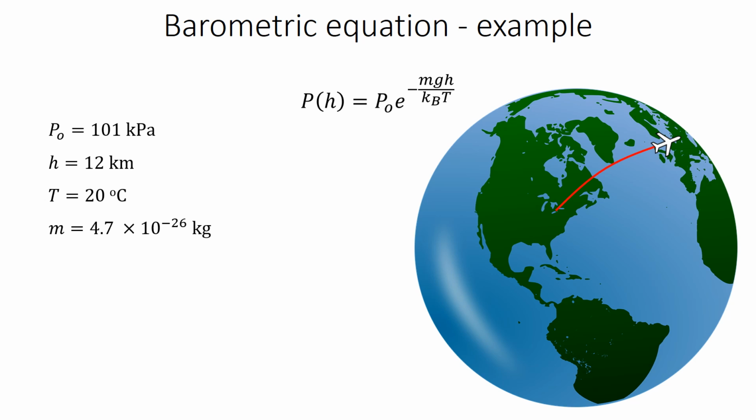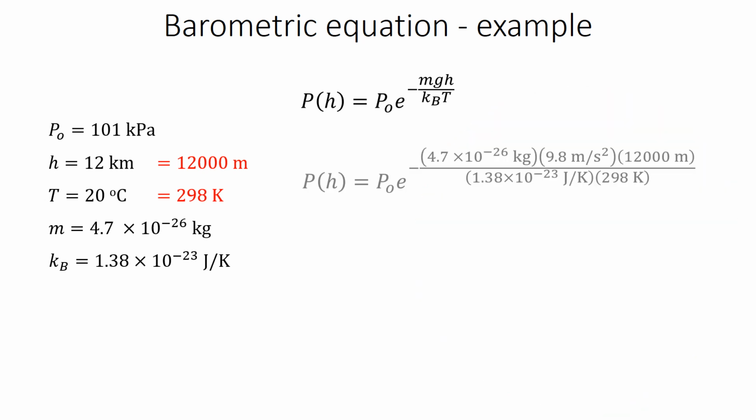Finally, the constant k_B, Boltzmann's constant, is 1.38 times 10 to the minus 23 joules per kelvin. You'll be able to find this value on your formula sheet. Alright, let's make sure everything is converted to base SI units before inserting it into the barometric equation. Using these values, the exponential term evaluates to about 0.26.